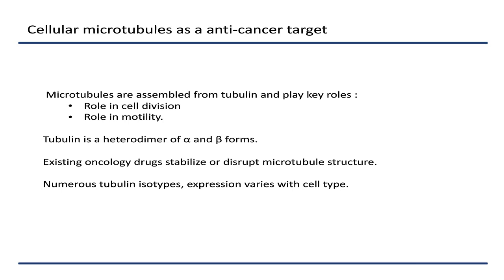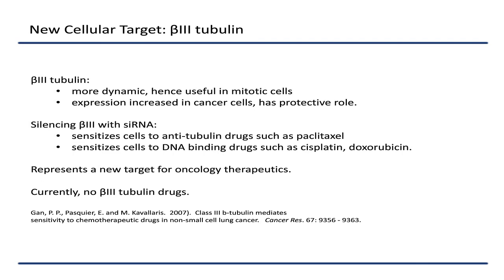So what Jack Tuzinski has been focusing on is beta-3 tubulin, mainly because its expression is increased in cancer cells relative to other tubulins. And it's been shown that silencing beta-3 tubulin with silencing RNA sensitizes cells to anti-tubulin drugs such as paclitaxel, as well as sensitizing cells to DNA binding drugs such as cisplatin and doxorubicin. So targeting beta-3 tubulin is a new target in oncology, and there are no specific drugs targeting beta-3 in the clinic.